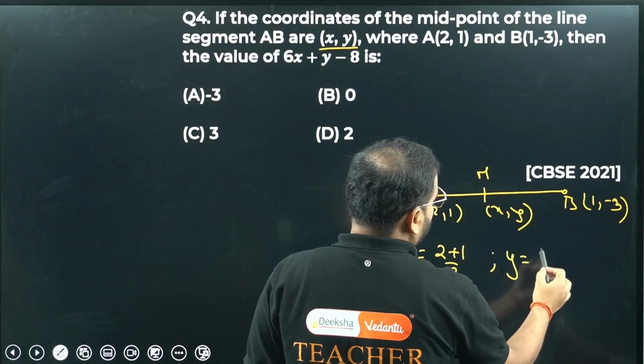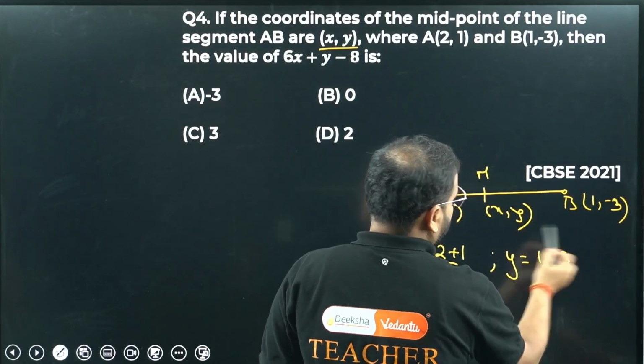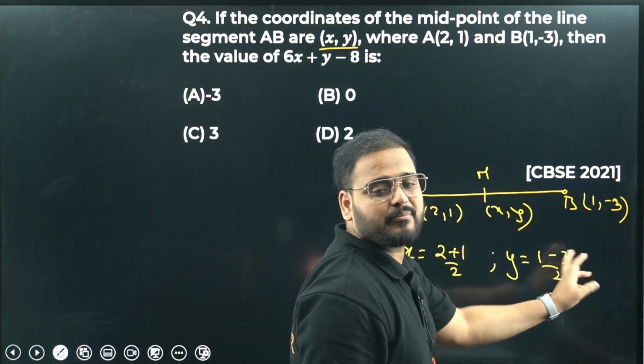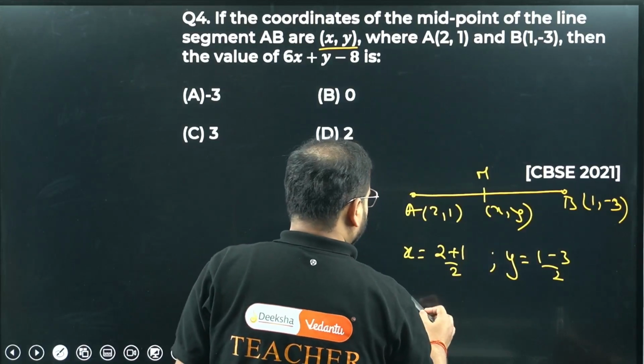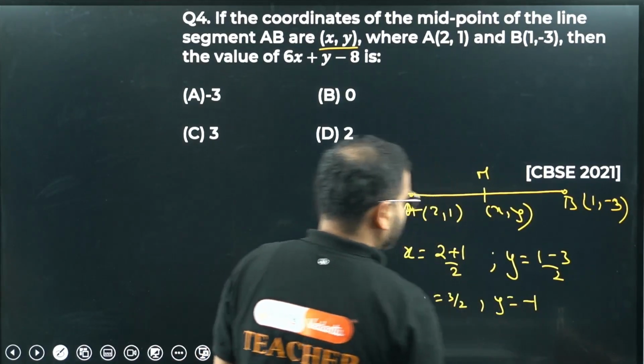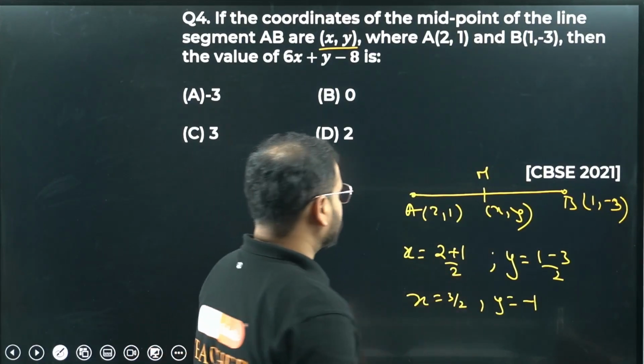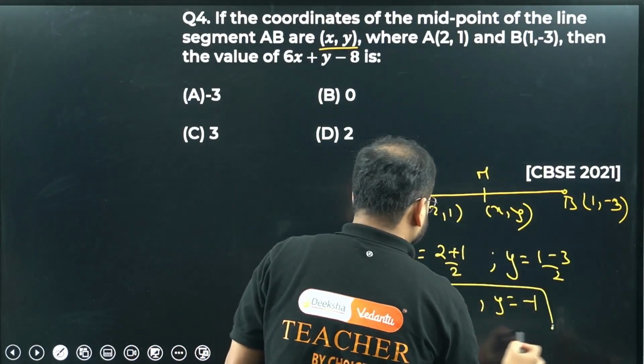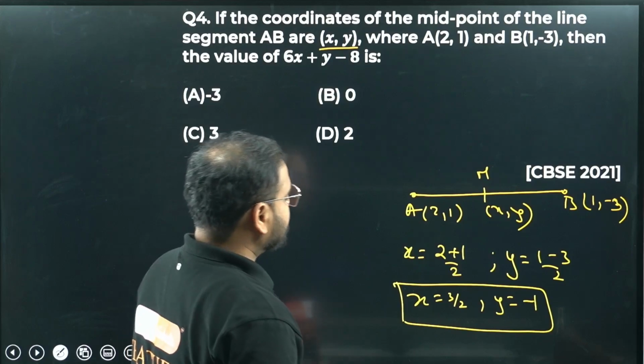Y equals 1 minus 3 by 2, because y2 is -3, that's why 1 plus -3 is simply -3. So I get x as 3 by 2 and y as -1. 1 minus 3 is how much? -2. -2 by 2 is -1. Excellent, sir. Okay, great. So x I know, y I know.